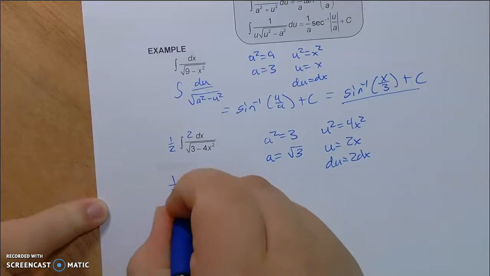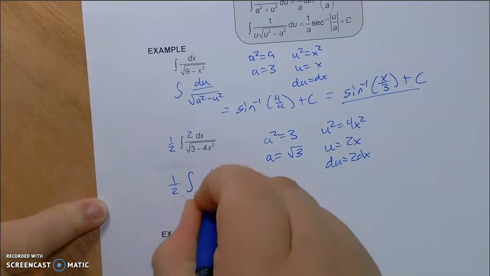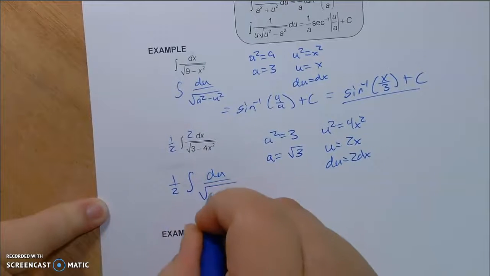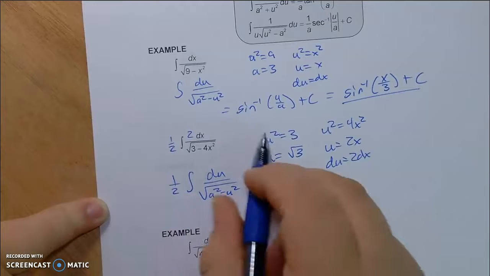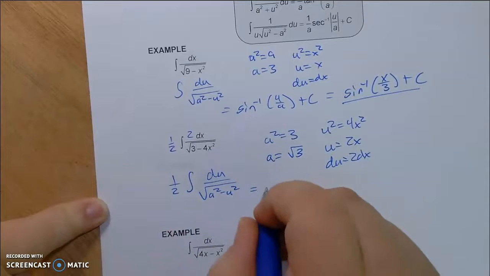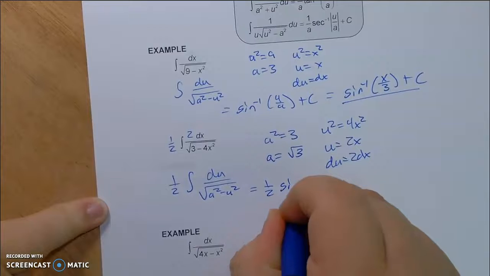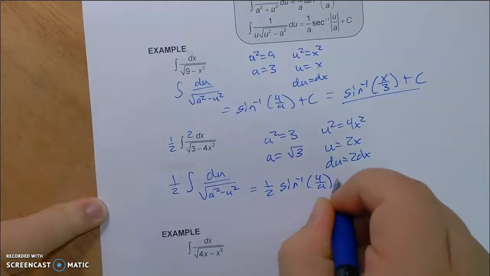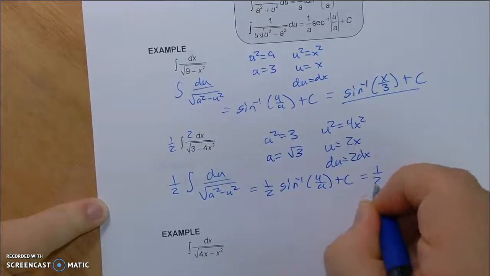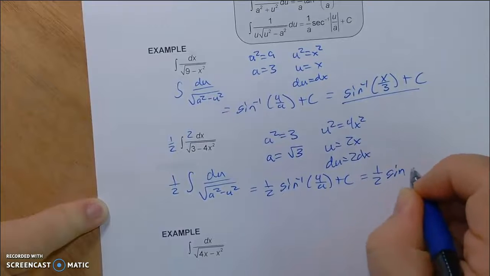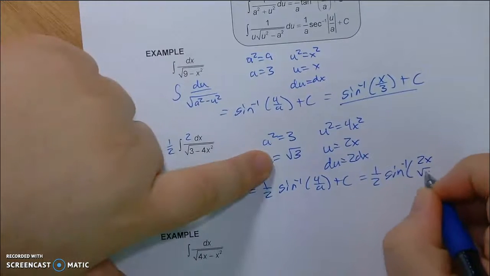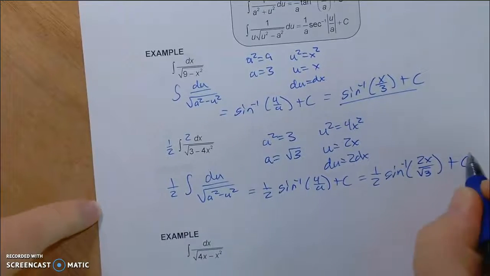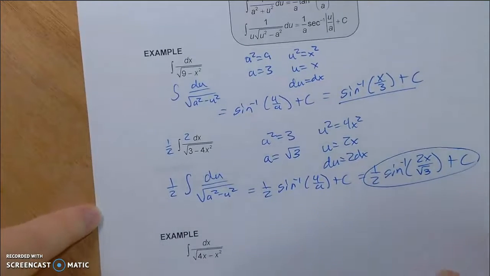So when I do my substitution, I get 1/2 the integral of du over the square root of a squared minus u squared. So it does look like secant, or inverse sine, sorry. So we have 1/2 inverse sine of u over a plus c. So that's 1/2 inverse sine of u, which is 2x, over a, which is square root of 3, plus c. And we're done. So that doesn't seem too bad.